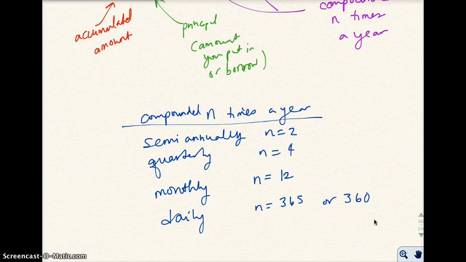Now we know there's 365 days a year. Most times banks use 360 because it's just an easier number to use. But they say there's 360 days a year. Depending on what book you use or what bank you use, they'll use either one. I believe in our book we use a 360.